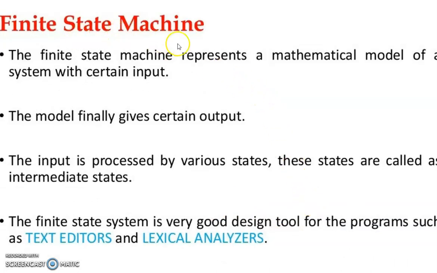So, what is a finite state machine? The finite state machine represents a mathematical model of a system that takes certain input. The model finally gives certain output. So the input is processed by various states. Those states are called intermediate states.